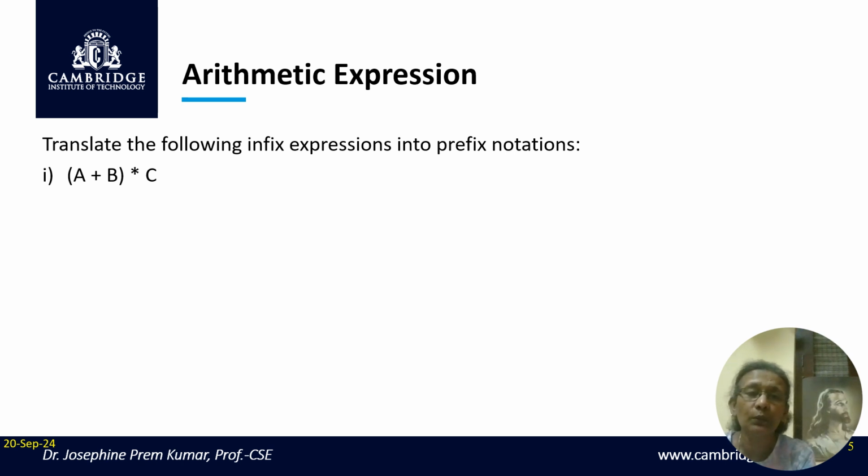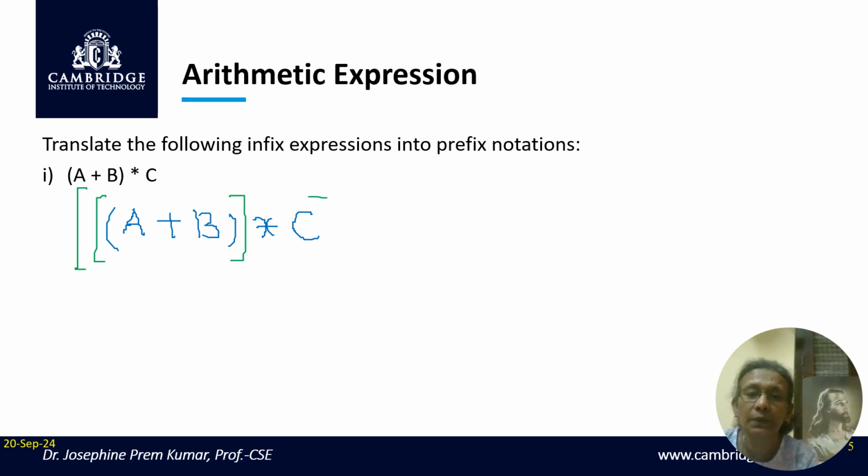Say we have to convert this A plus B into C. As you can see, it is an infix expression. Say we want to convert this into a prefix notation. Then what we do is, we will surround each of the operators with brackets, and for us to know, we will use the square brackets. So the first, this plus operator is to be evaluated, so I will put square brackets around it. Next, the multiplication is to be evaluated, so I will put another square brackets around the multiplication.